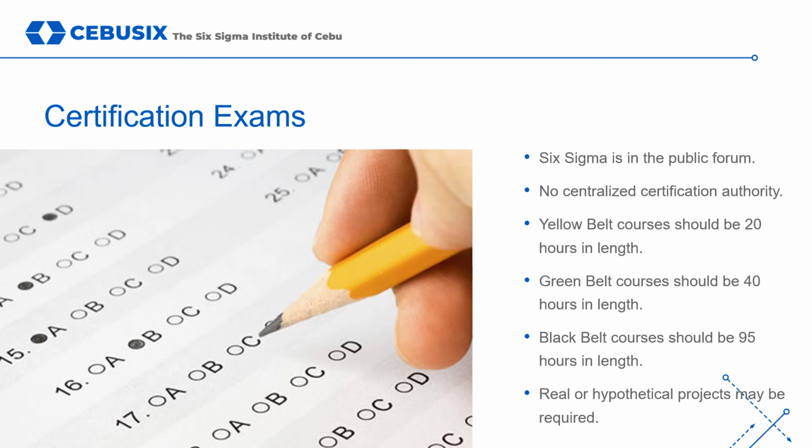There is the American Standards for Quality, the Council for Six Sigma Certification, and the International Association for Six Sigma Certification, but none of these are a centralized authority. There is a general consensus on the exams and certification. Yellow belts will generally have to take a 20-hour course and pass a 30-question exam with a 70% or greater score. Green belts need to take a 40-hour course and pass a 60-question exam, and black belts require an additional 80-hour course and a 120-question exam.